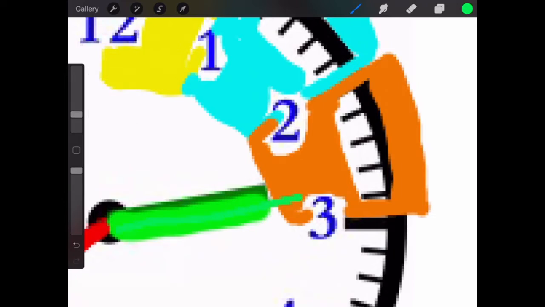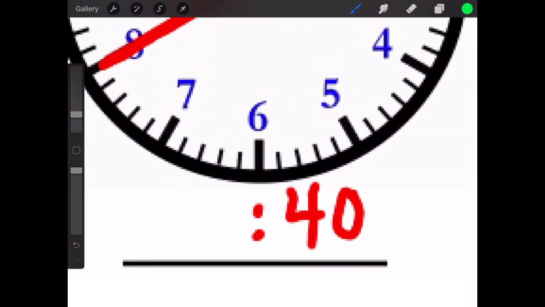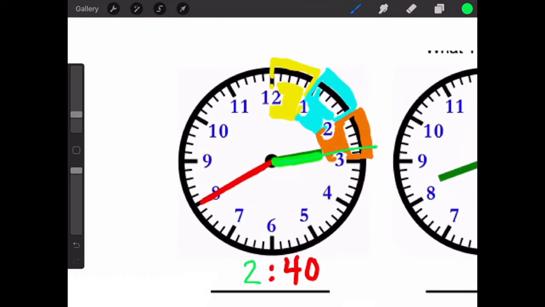Now, if you notice our hour hand today, our hour hand is this green line right here. It's pointing, and look, it lands within the 2 o'clock bedroom. So our time today on this clock is 2:40 because our minute hand we figured out was at the 40-minute line, and our hour hand was in the 2 o'clock hour's bedroom.